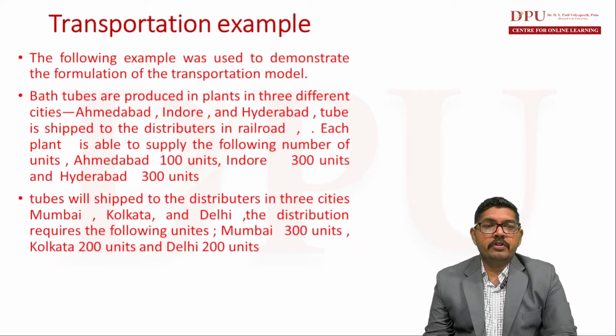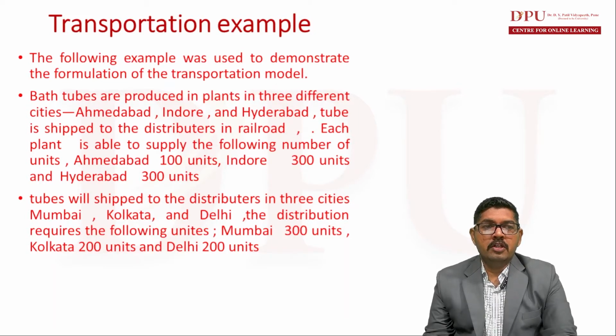Tubs will be shipped to the distributors in three cities: Mumbai, Kolkata, and Delhi. The distribution requires the following units: Mumbai requires 300 units, Kolkata 200, and Delhi 200. So this is the demand from each of these warehouses.